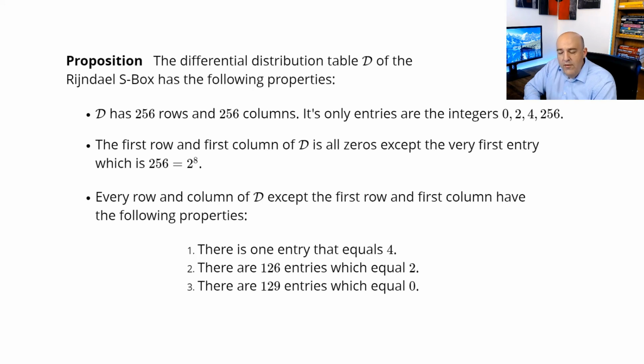Then the important result is that if we take any row or column except for the very first row and the very first column, we can say the following. In that row or that column, there's exactly one entry that's a 4. Also, there are 126 entries which are 2 and 129 entries which are 0.